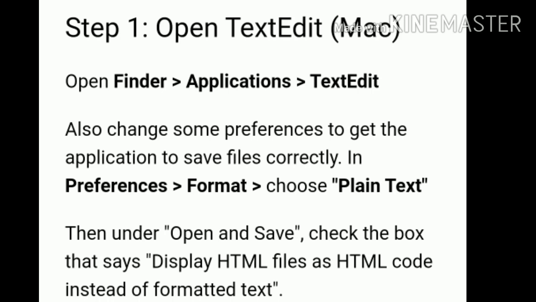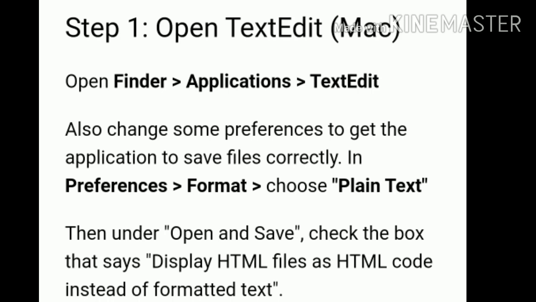You also have to change some preferences to get the application to save files correctly. Go to Preferences, Format, and choose Plain text. This way you can find that setting.